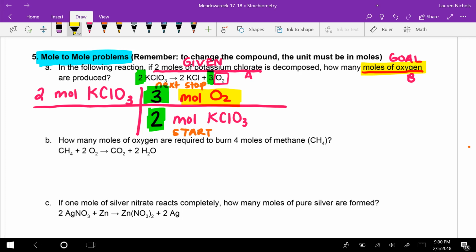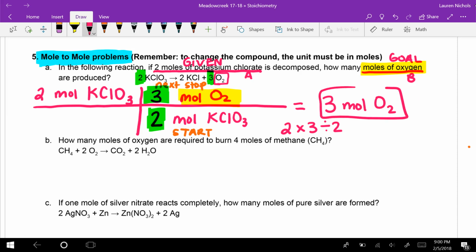So in this case, moles of oxygen matches our goal. So that means I can stop and put this in my calculator. So the same way as before, you always start with your given, so 2, and then because the 3 is on the top, we multiply by 3, and the next 2 is on the bottom, so we divide by 2, and so that will give us 3 moles of oxygen as our answer. So that is how you do a mole-to-mole problem, and check out the next video for how to do a mole to gram or gram to mole problem.